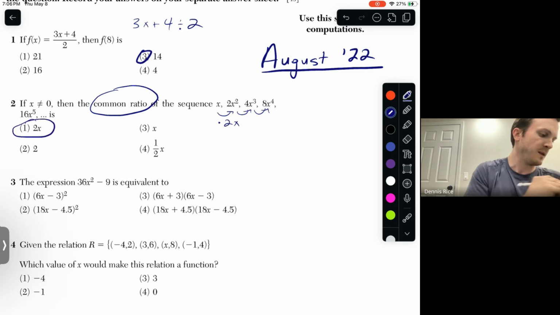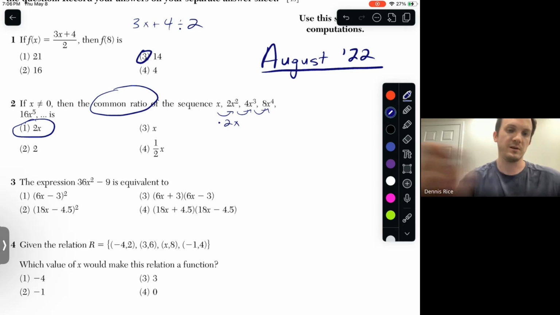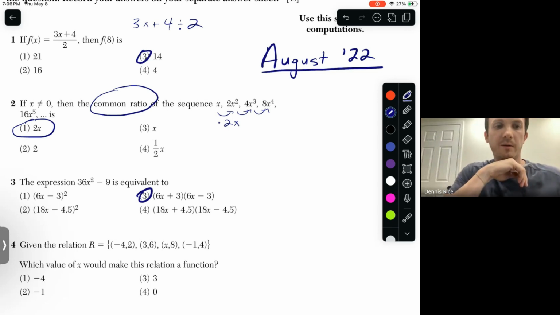Very good. Number 3, factoring, we definitely need to go over. Some people were a little rusty with factoring. Here we have dots, difference of 2 squares. We have 6x plus 3, 6x minus 3, choice 3. Okay, dots, very, very common to be a multiple choice.